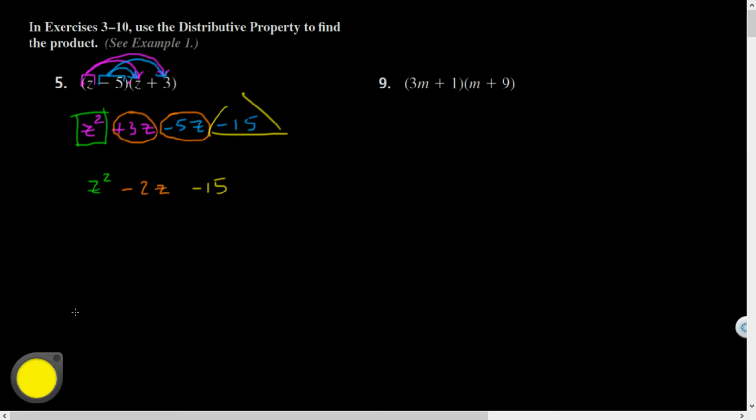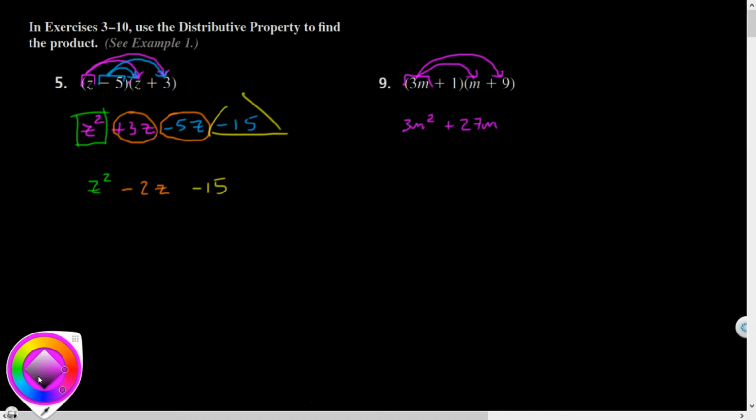That's the idea. So, all right, I'm going to walk through this next one quicker because I want to get to some more interesting problems. So let's see. 3m times m is 3m squared. 3m times 9 is 27m. Let's see, multiplying by 1. I could multiply by 1 in my sleep. Plus 1m, and multiply by 1 is plus 9.